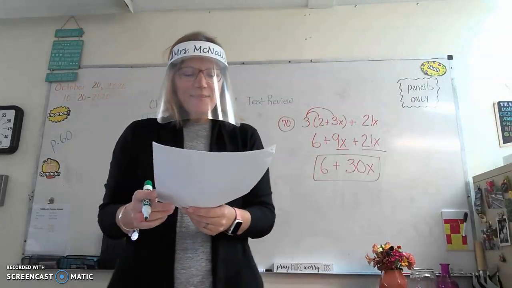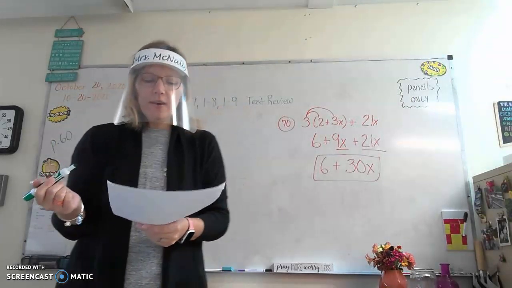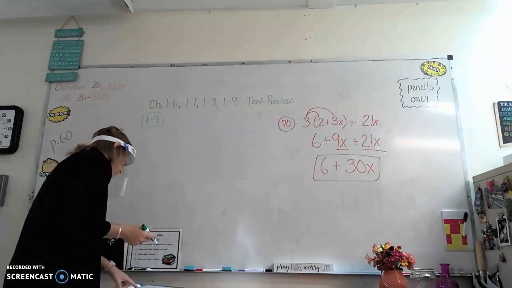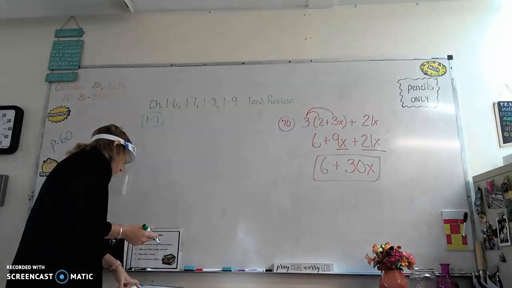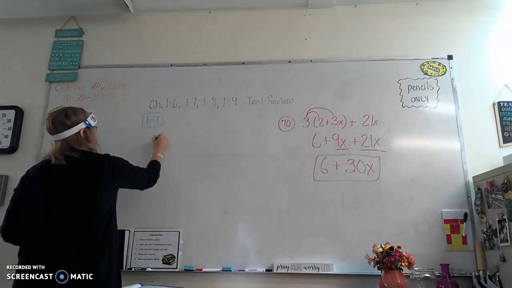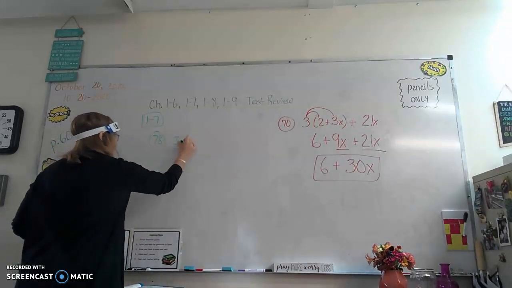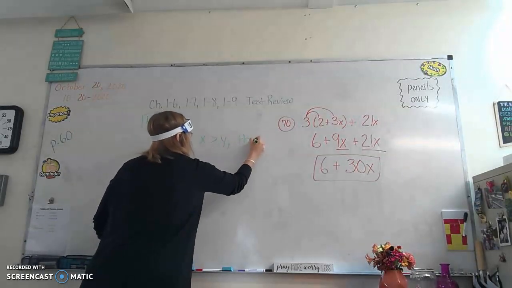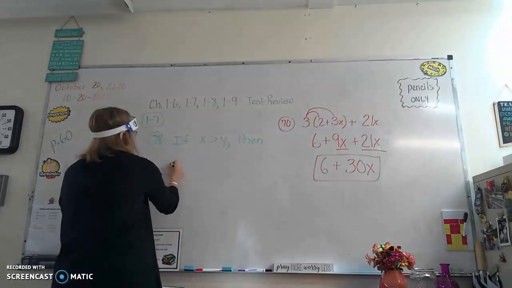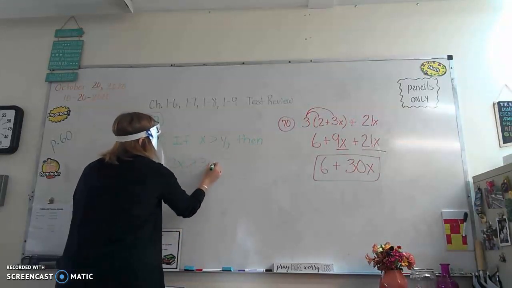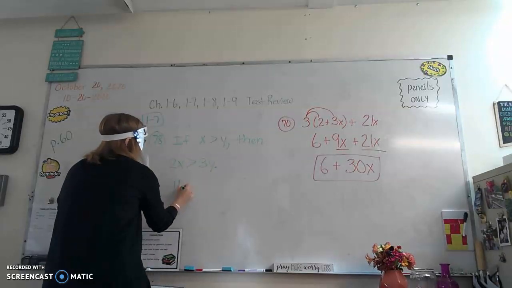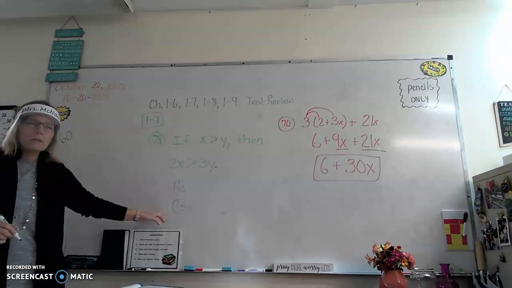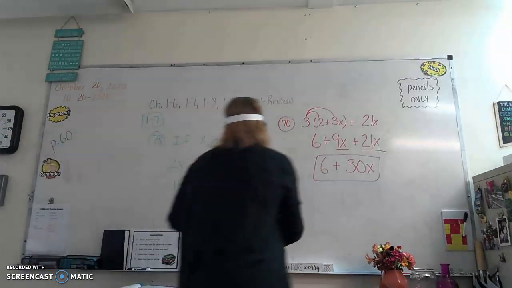Okay. So you're going to identify the hypothesis and conclusion in each statement. So it's going to give you a statement. For example, we'll do number 78. It says if x is greater than y, then 2x is greater than 3y. So on your test, I'm going to say, tell me the H and the C, the hypothesis and the conclusion. What is the hypothesis of that sentence?